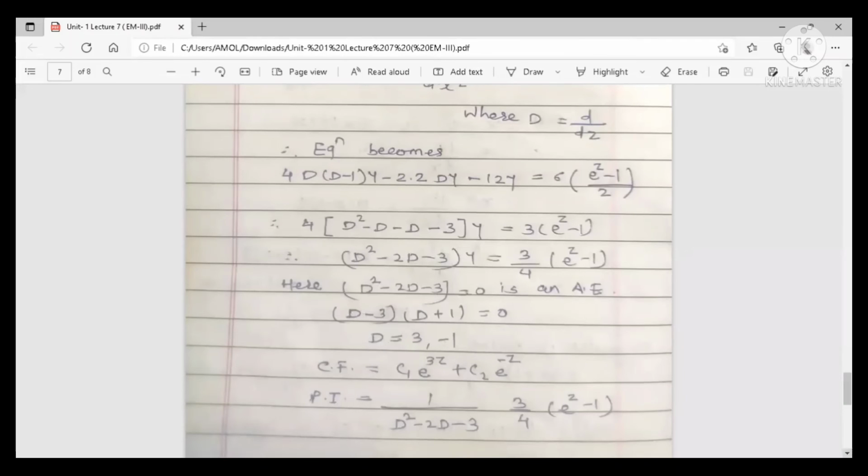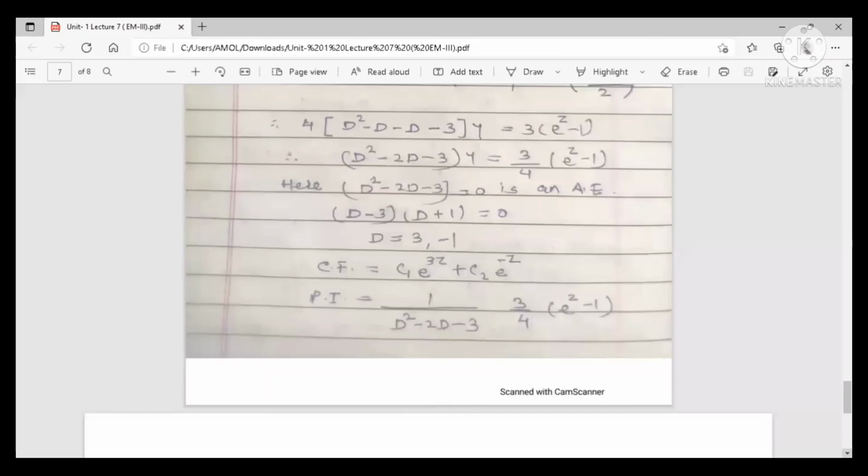These are the factors here. So for the complementary function, there are two factors, both are real numbers and they are distinct. Distinct means different. So the complementary function is c1 e raised to 3z plus c2 e raised to minus z. Okay. So what is the particular integral?